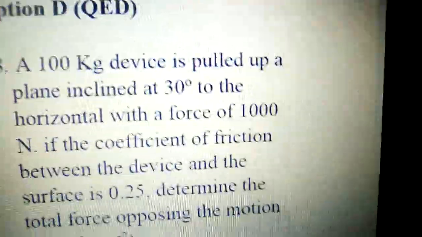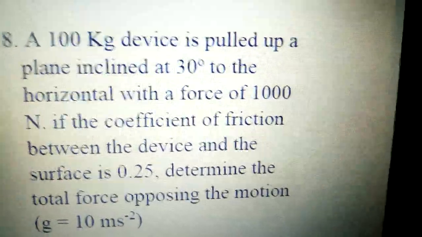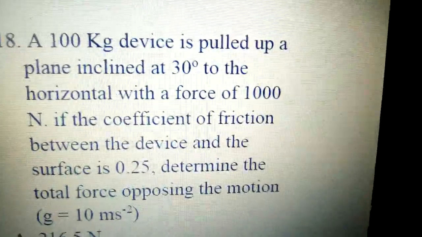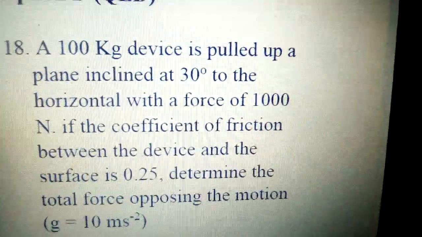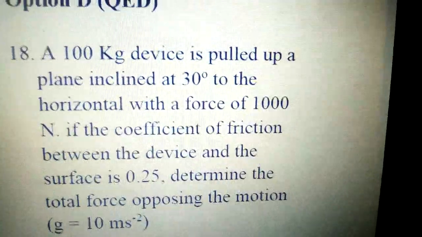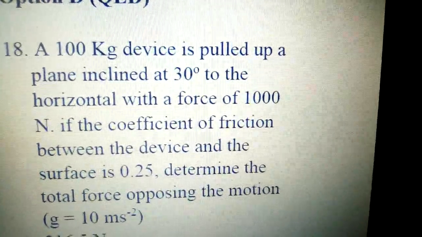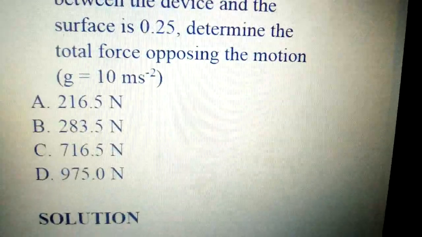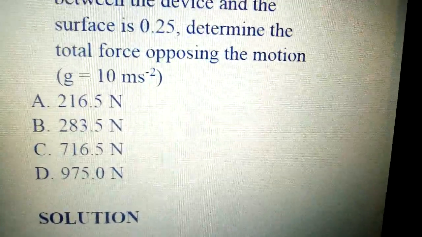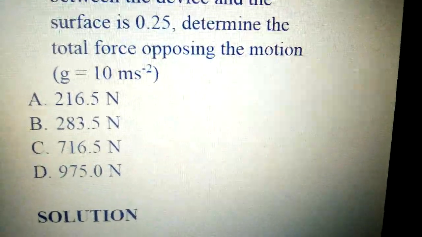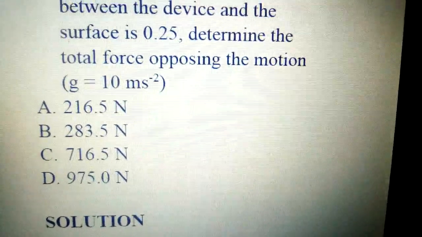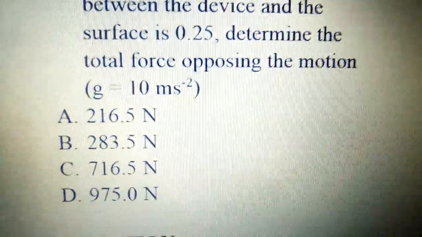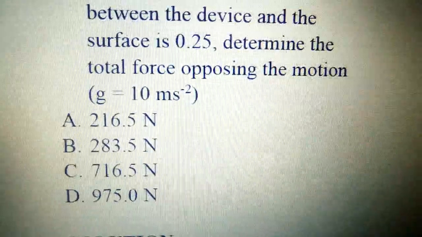Number 18 says a 100 kg device is pulled up an inclined plane at 30 degrees to the horizontal with a force of 1000 Newton. If the coefficient of friction between the device and the surface is 0.25, determine the total force opposing the motion, taking g as 10 meters per second squared. Option A, 216.5 Newton. Option B, 283.5 Newton. Option C, 716.5 Newton. Option D, 975.0 Newton. The answer to that question is option C, 716.5 Newton.